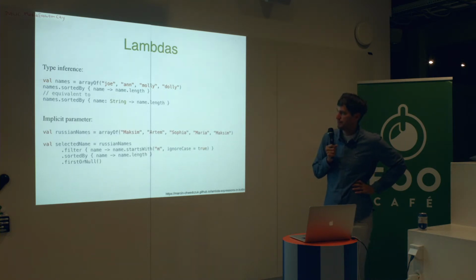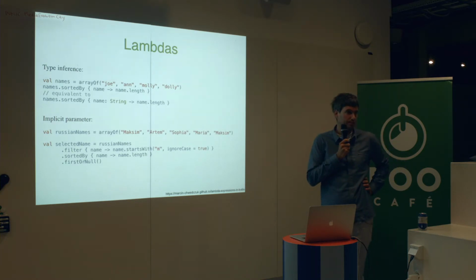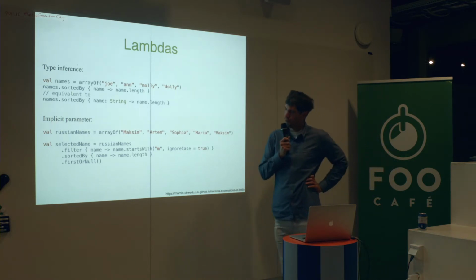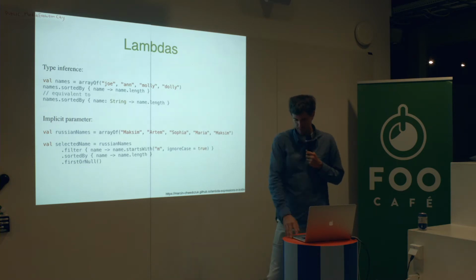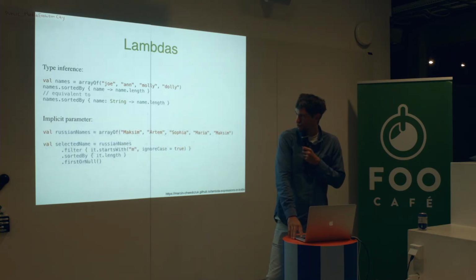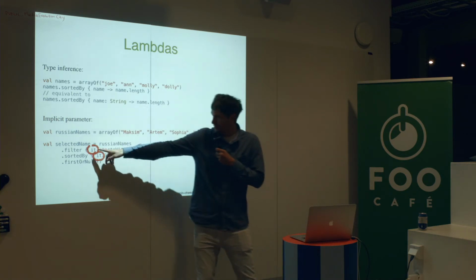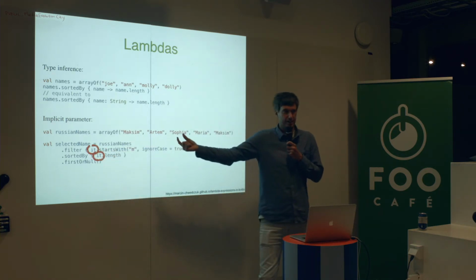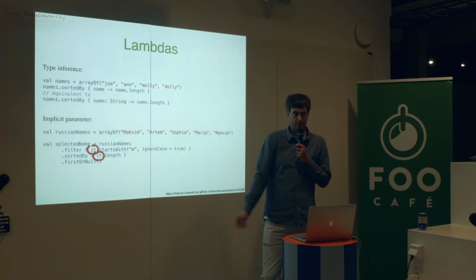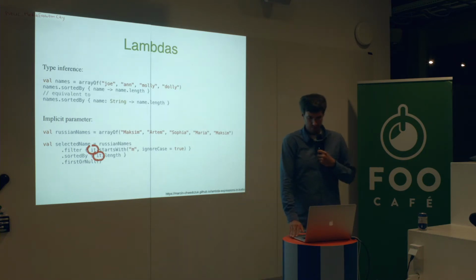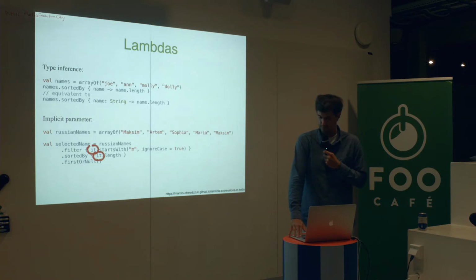But Kotlin also has this thing called implicit parameters, and they have, I think, stolen this or borrowed it from Groovy, because you can do it like this. It means you don't have to specify the variable name explicitly. You can just use it, which can be quite handy sometimes.